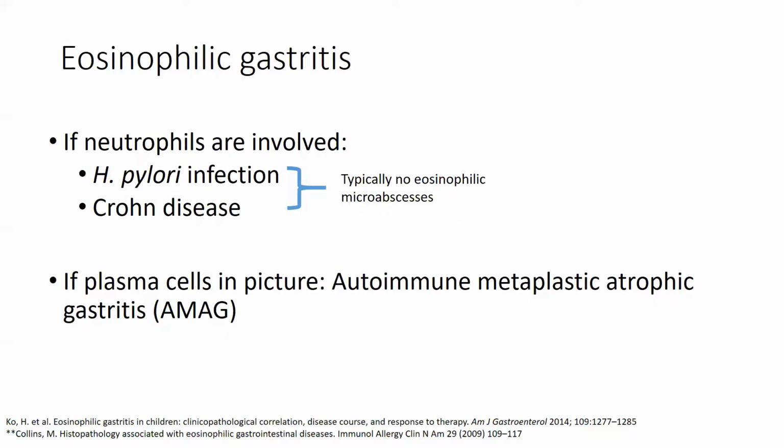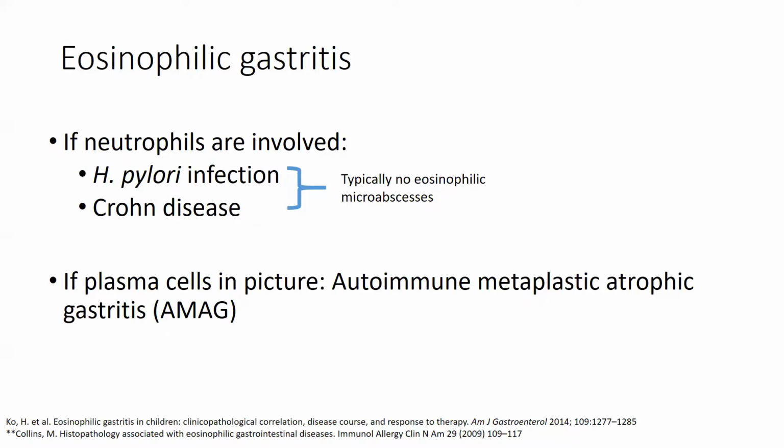Now, if you see other inflammatory cells besides eosinophils, you need to think of other things besides just idiopathic eosinophilic gastritis. For example, if neutrophils are involved, you think about H. pylori infection, and you can also think of Crohn's disease. These two entities typically have no eosinophilic microabscesses. If you see eosinophilic microabscesses, you stick a little bit more with your eosinophilic gastritis, and also think about potential parasitic infection. And typically when I see these microabscesses, I do deeper levels in the block because sometimes the bugs are just hiding in there. And this has happened to us on occasion.